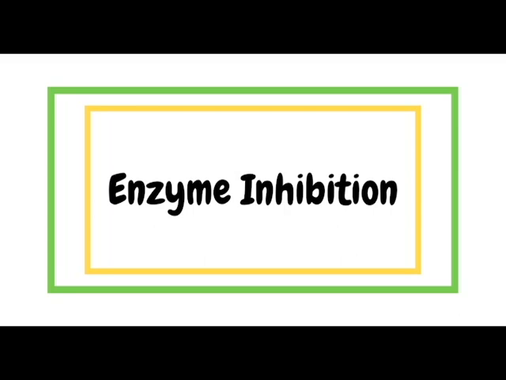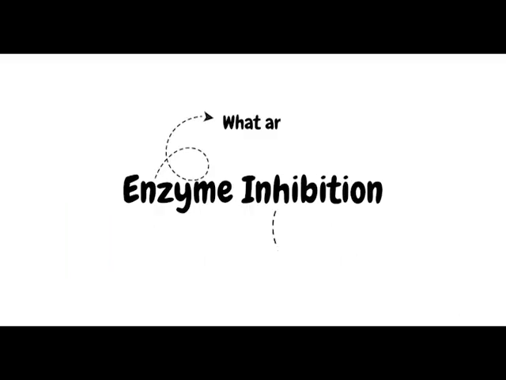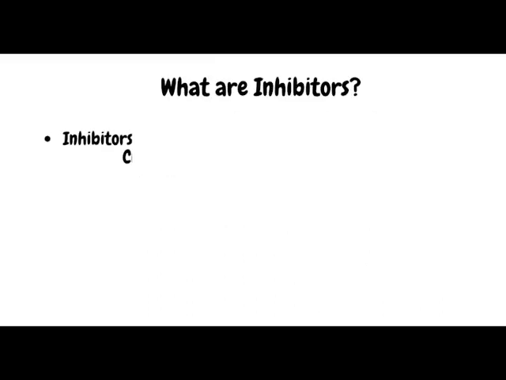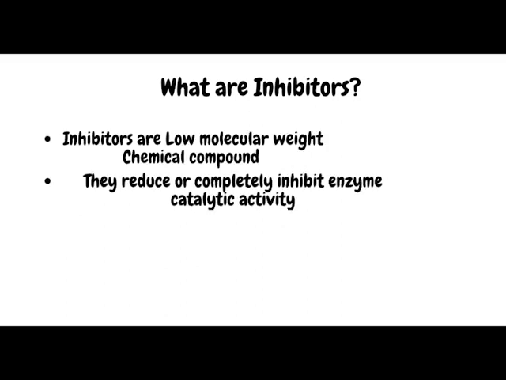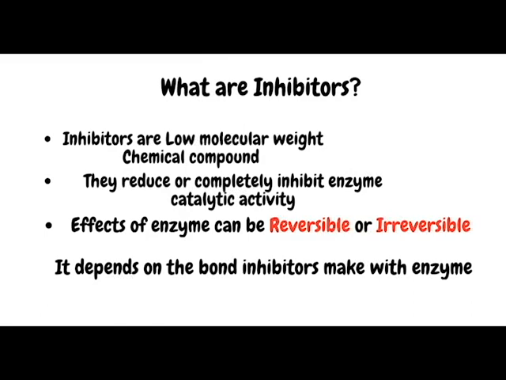In this video, we will learn about enzyme inhibitors. But first, we need to know what inhibitors are, their types, and their function. Inhibitors are low molecular weight chemical compounds. They can reduce or completely inhibit the enzyme's catalytic activity. Effects of an inhibitor can be reversible or irreversible depending on the bond they make with the enzyme.